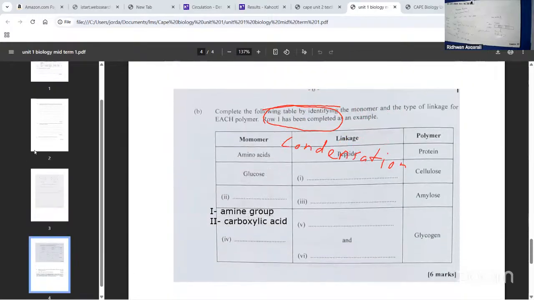Right, so there's a good table here. I want to hear from Joshua this time. Okay, so the example they give us is amino acids, the linkage is peptides, and the polymer is protein. So we are filling in the blanks. We have the monomer of glucose and the polymer is cellulose. So what type of linkages do you find in cellulose?